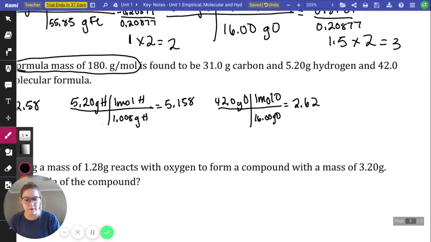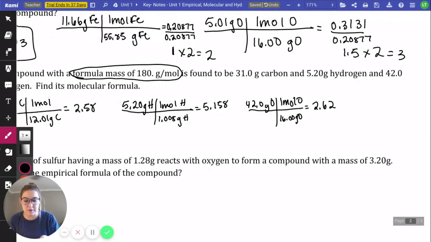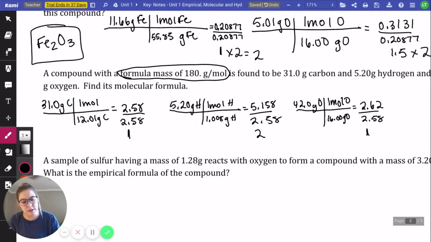All right. I'm going to divide by my smallest number, so that is 2.58. And obviously, when I divide 2.58 by itself, that gives me 1. This gives me about 2, and then this gives me about 1 as well. So that tells me my empirical formula is CH2O.